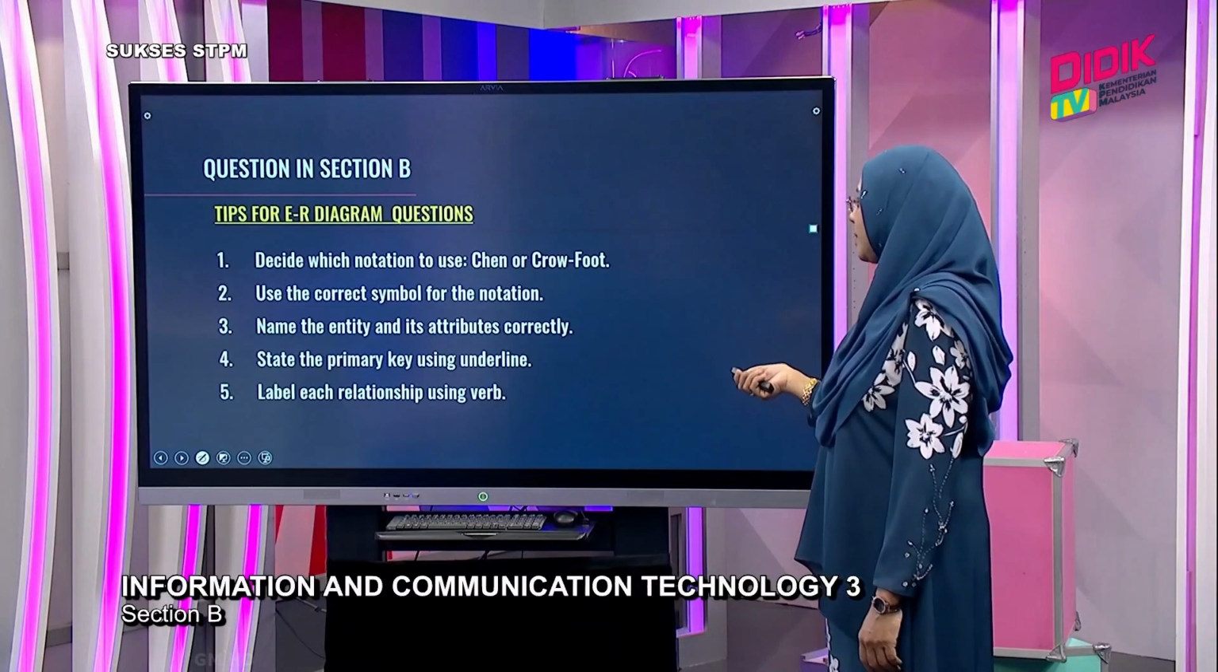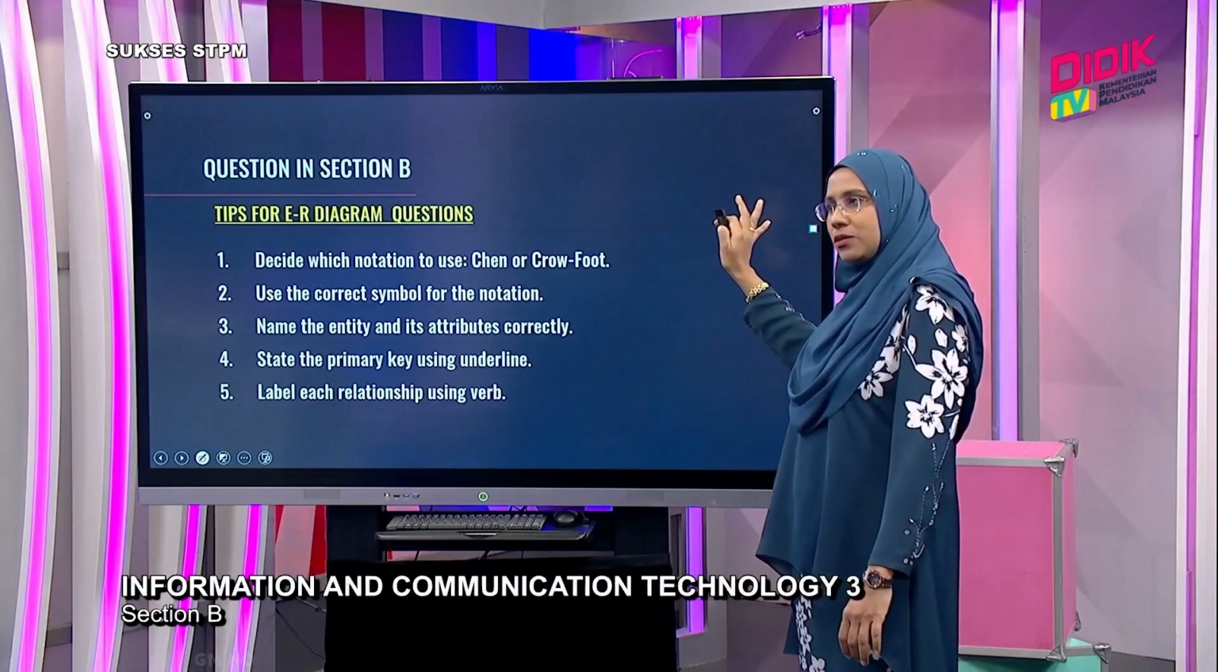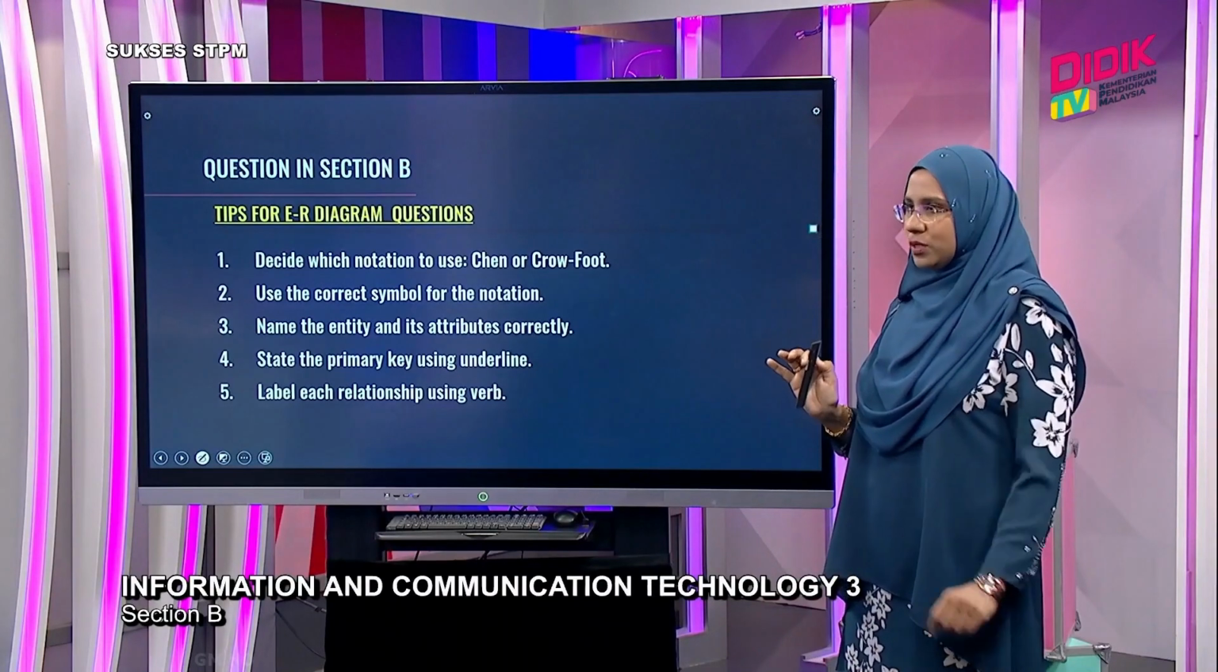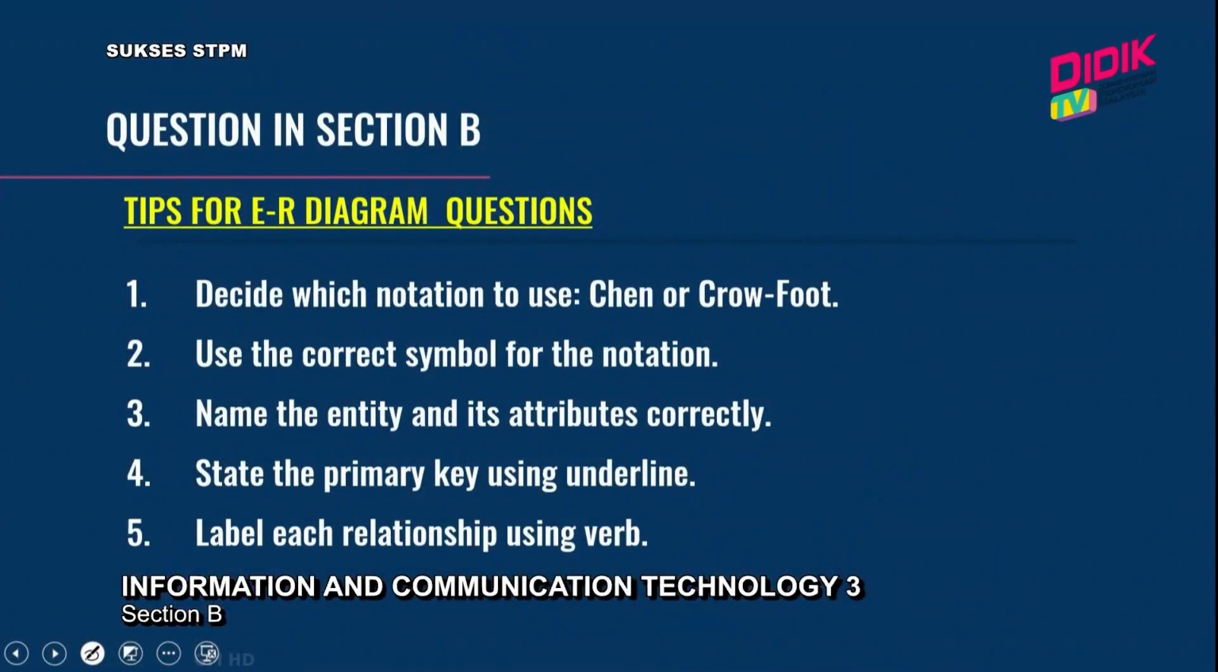Okay, and then for ER diagram, describe the notation. This is usually a common mistake done by students. They will mix up Chan and Crowfoot. They will use both. Cannot. You just choose one. Which one do you want? Chan or Crowfoot? Determine. Then use the correct symbol for the notation, name the entity and its attributes correctly, state the primary key by using underline, and label each relationship using a verb. Relationship must be a verb, one single word if possible. Don't write a sentence. Wrong.